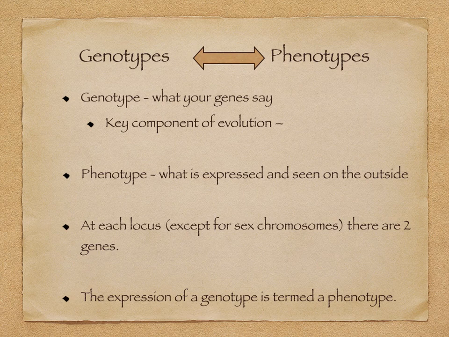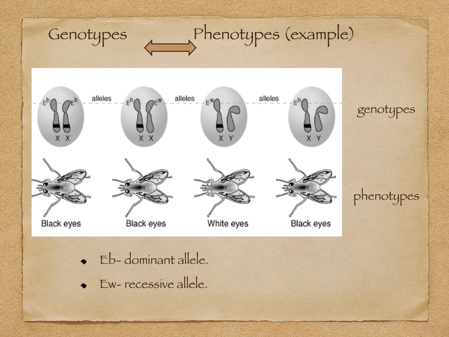One point to make is that genotypes are not phenotypes. So genotypes are what your genes say, and that's the key component of evolution. But evolution, natural selection, actually acts on the phenotype, and that's what's expressed and seen on the outside. So, for example, you know that different genes have dominant and recessive traits. So when Gregor Mendel mixed white pea plants and purple pea plants, he found that they all turned out purple. And that's because the purple gene was dominant over the white gene. Dominant traits lead to more phenotypes being expressed with the dominant trait than recessive traits do. Okay? So, it's another example.